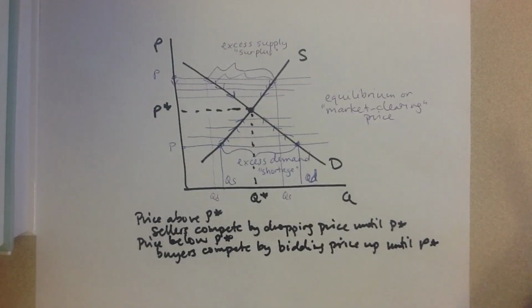Everybody who wanted to buy at that price can buy, and everybody who wanted to sell at that price can sell. So the market will arrive at that equilibrium price just through interactions of buyers and sellers, without anybody having to decide ahead of time what the price should be. The market will get there.